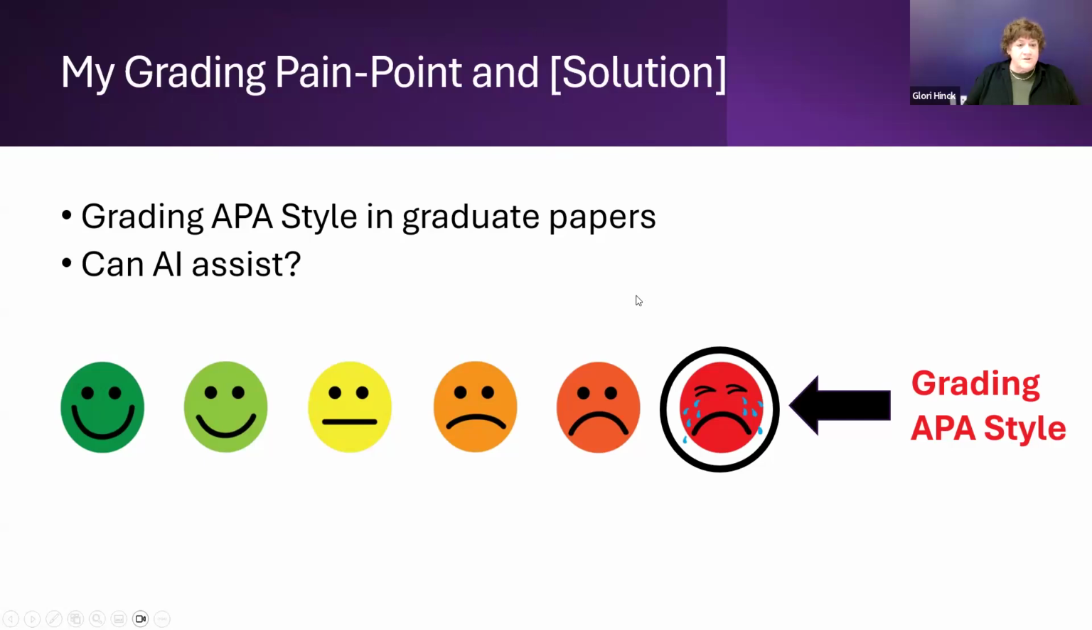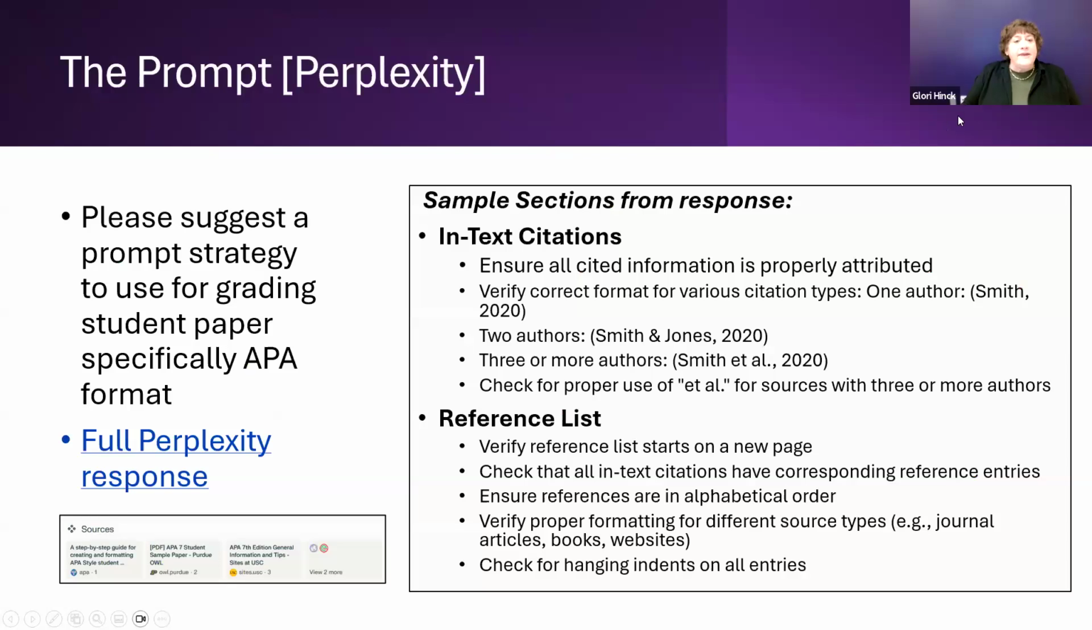I needed a way to help me with AI graded APA style. And I think this actually works. I'm pretty excited about it. So I use Perplexity. I'm going back and forth trying to learn different tools. This one particular example goes back and forth between Claude and Perplexity, not because one is better or worse than the other. They have different capabilities, and I'm just still exploring. So I asked Perplexity to suggest a prompt strategy to use for grading student papers, specifically APA format.